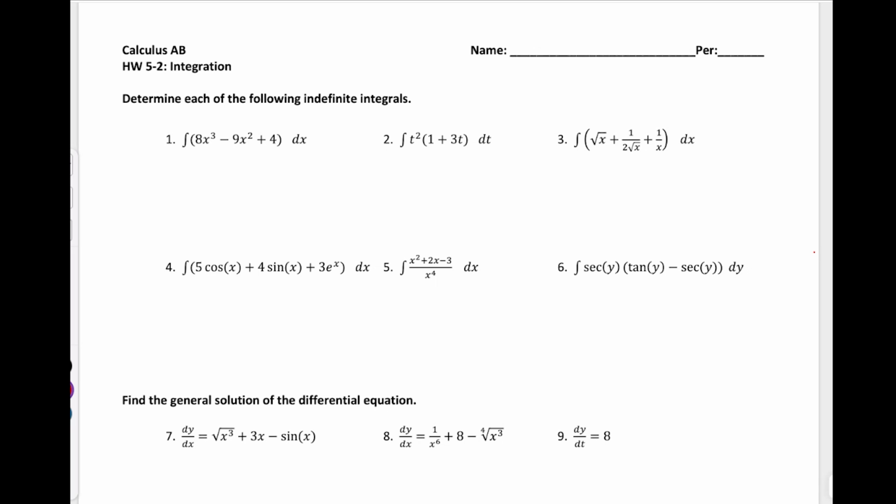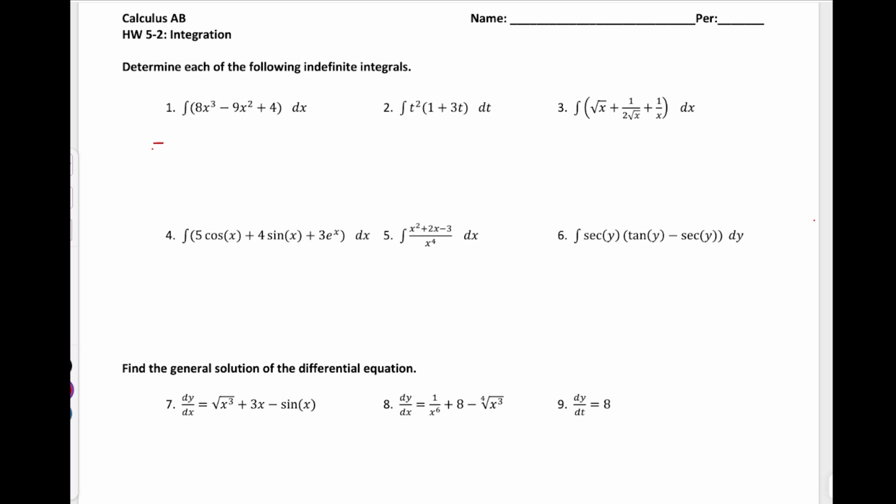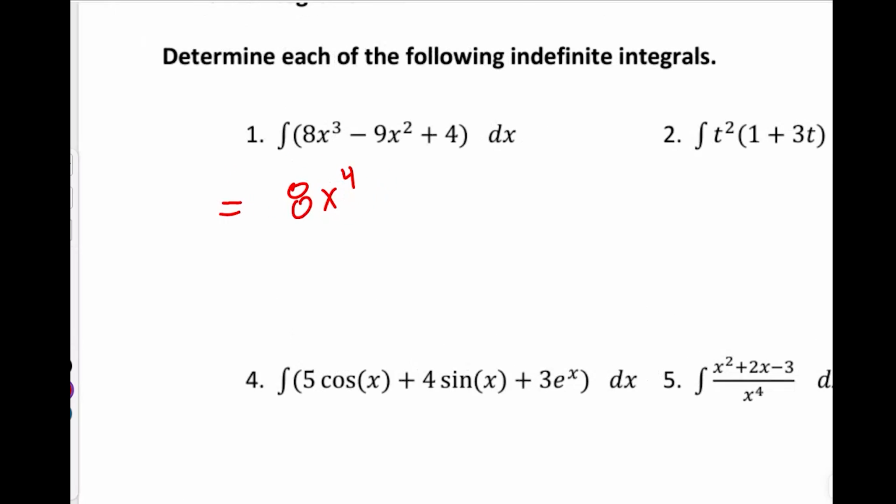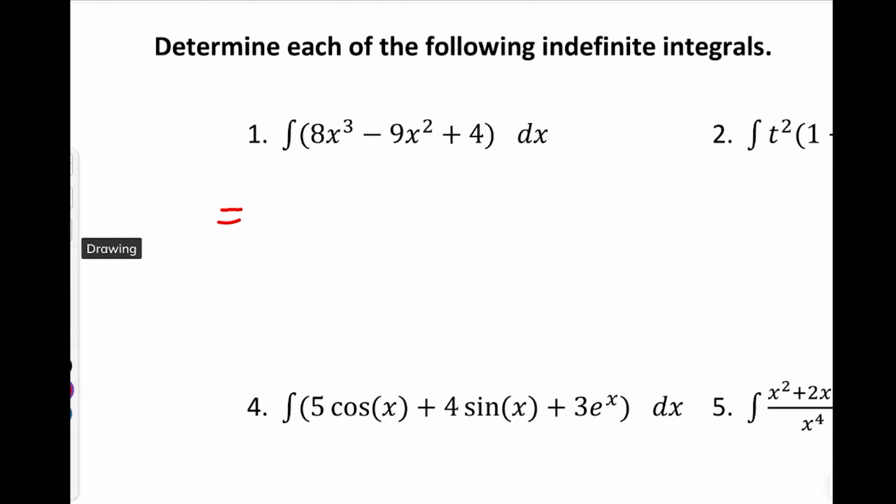We want to find the integral with respect to x of 8x cubed minus 9x squared plus 4. So I'm just going to approach this extremely similarly, pretty much the exact same way that I did the antiderivatives. So this integral will equal 8x to the fourth. You know what? Let me zoom in here. I'm going to try to squeeze this in. Let's try this again. There we go.